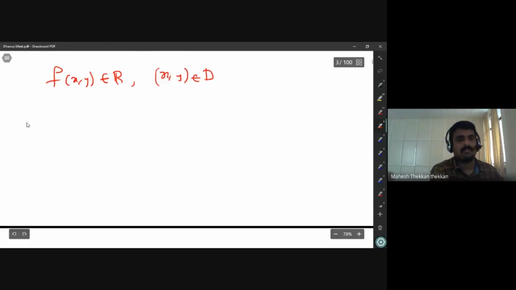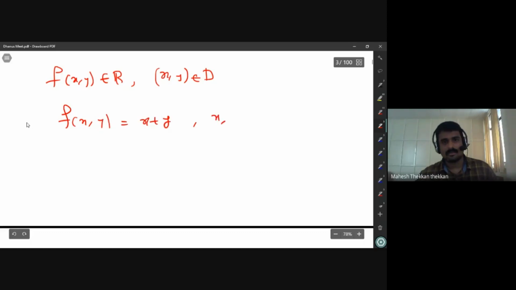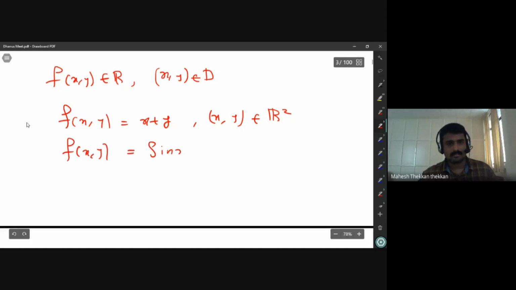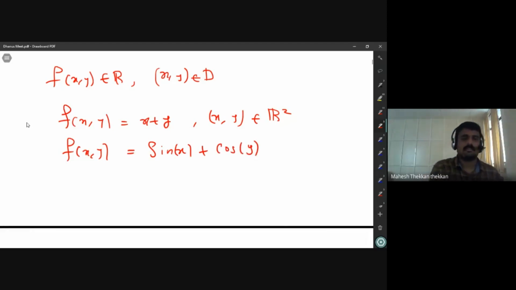So let me give some simple examples. f of (x, y) is equal to x plus y, where (x, y) is coming from R2. Another example you can see: f of (x, y) is equal to sin x plus cos y, etc. A lot of examples can be constructed like that. Here also (x, y) is coming from R2.